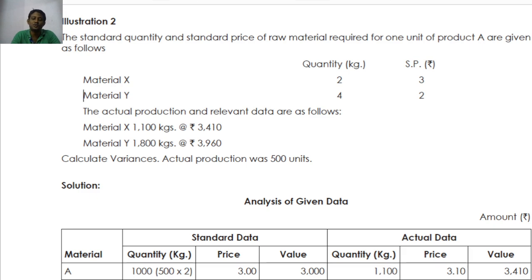Okay. We have to identify standard quantity for actual production. Actual production is 500 units of A. For this, what is the standard quantity? That we need to identify. That is the first step. Okay, we will work out the problem.